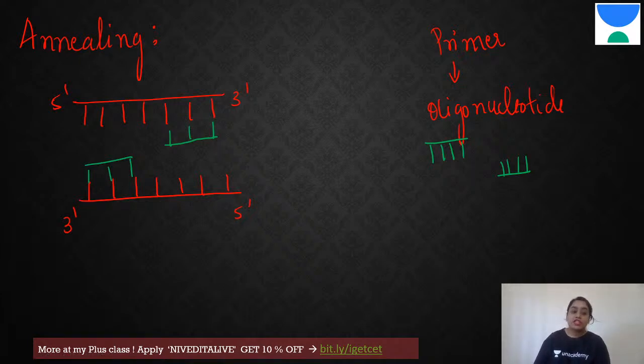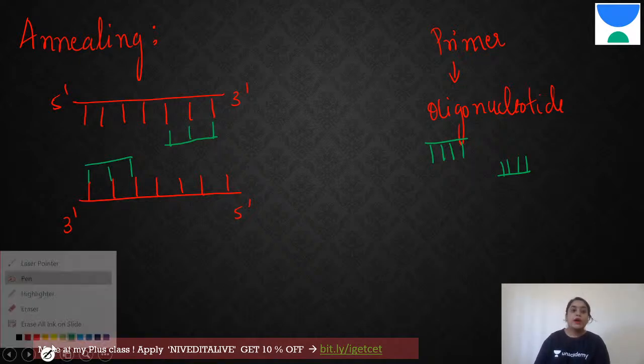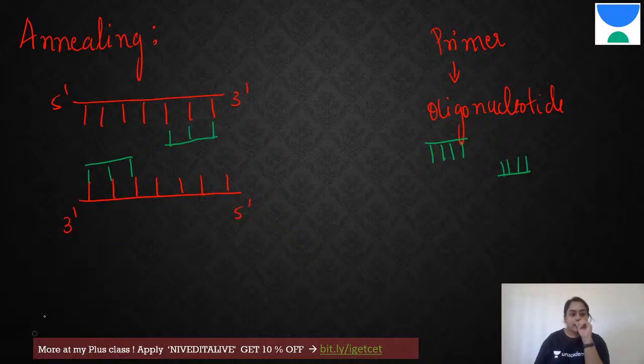Now for this attachment to take place, it requires a particular temperature. That temperature usually depends on which primer it is, how big the size is, and all that. So generally it is somewhere between 55 and 75. But generally we say 64 degrees Celsius. So 64 degrees Celsius is required for this to join over here.